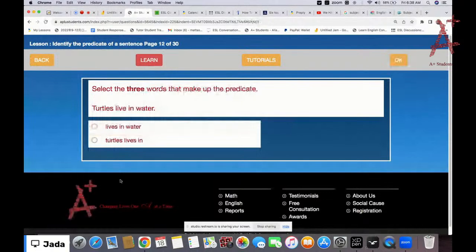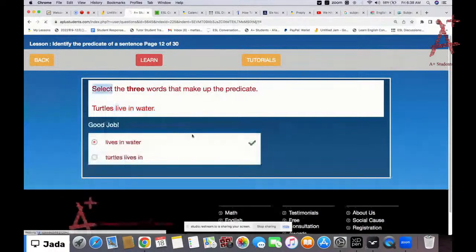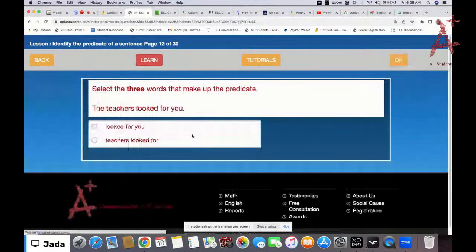And then we have turtles live in water. Three words now. Turtles live in water. So turtles is the subject because who lives in water, right? It's gonna be turtles. So live in water is the predicate. All right. So the teachers looked for you. So the teachers is the subject and then looked for you is the predicate.